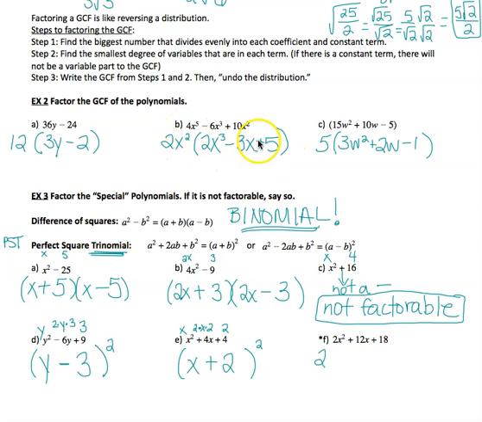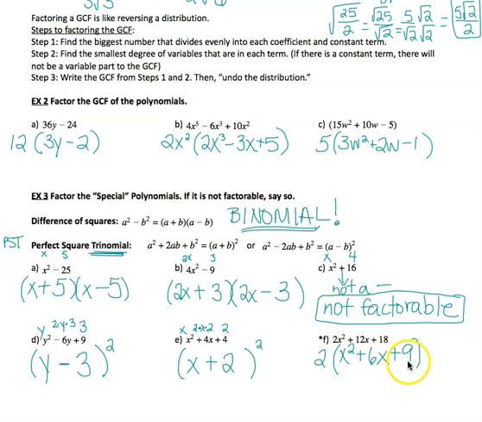Here, in example 2b, we didn't have a constant. We still had an x squared on my last term. That's why it had a variable as part of it. So I take out the 2. What do I multiply 2 by to get 2x squared? That would be x squared. What do I multiply 2 by to get 12x? That would be 6x. And then what do I multiply 2 by to get 18? That would be 9. Now, this is where we teach you that just because you did one step of factoring doesn't mean that you're done.